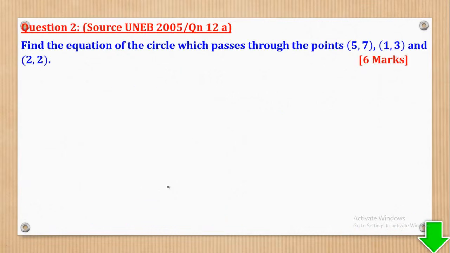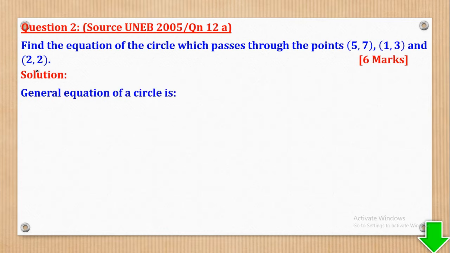But for the case of mastering the concept, let's go through a number of questions. So question 2 came from UNEB 2005 paper 1 question 12A and says find the equation of the circle which passes through the points this, this, and that.